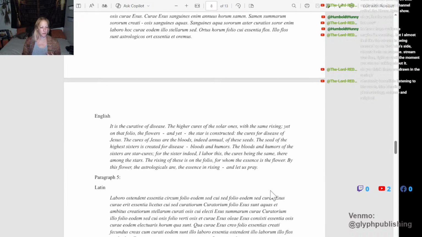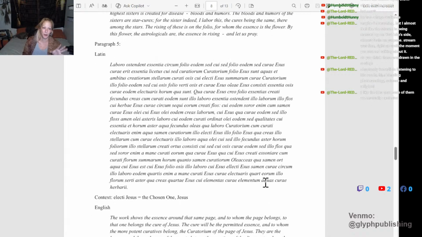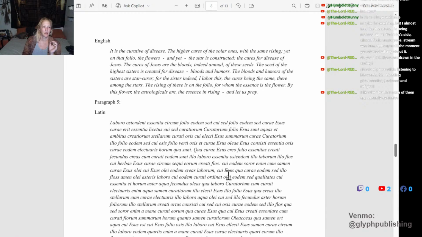Let me read these last two paragraphs before I go ahead. Okay, so it says, it is the curative of disease, the higher cures of the solar ones with the same rising. Yet on that page the flowers, and yet the star is made. The cures of Jesus are the bloods, indeed, yearly, from the seeds. The seed of the highest sisters is created from disease, bloods and humors. The bloods and humors of the sisters are the star cures. For the sister indeed, I labor this, the cures being from the same.